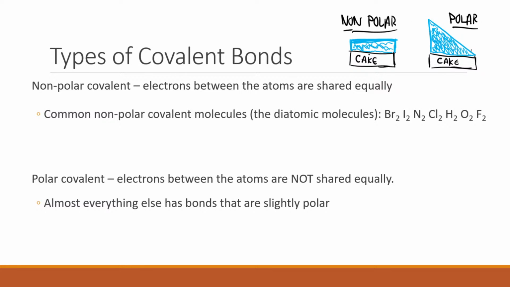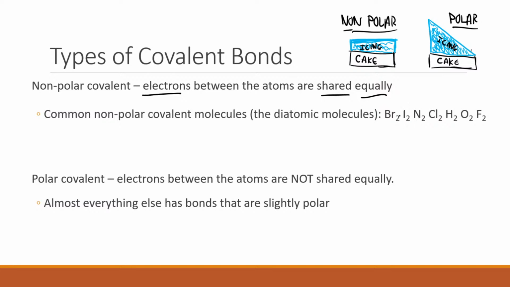Now, when I take this comparison of cake and icing and I apply it to chemistry, I'm going to be talking about electrons and how those electrons are distributed. For non-polar covalent bonds, right, focusing on bonds first, we are talking about a bond where the electrons are shared equally. They are equally distributed throughout the bond.